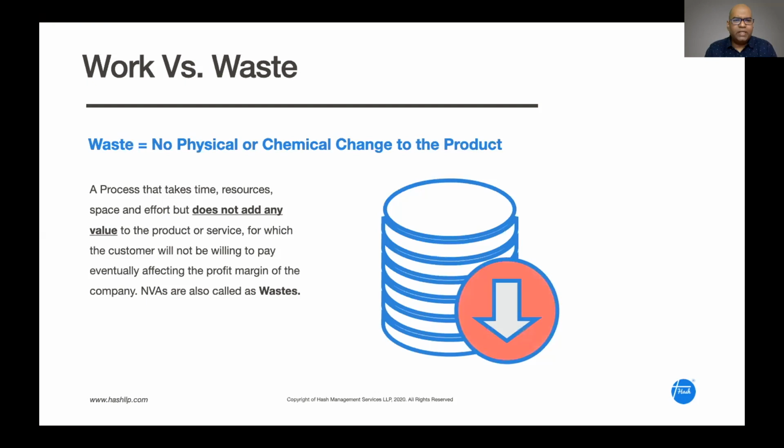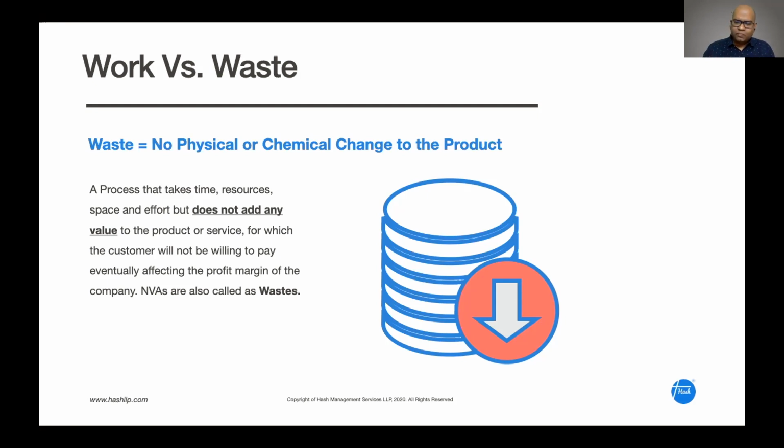Very simple. When there is no physical or chemical change, it can be called a waste. In that particular product, there is no change now. Whenever there is no change in the product, it can be called a waste, because we are not adding any value at that time. So it can be called a non-value adding activity, right? This non-value adding activity or the waste means when there is no physical or chemical change.